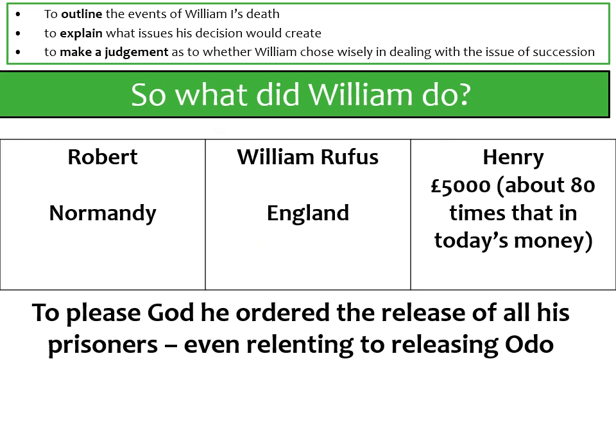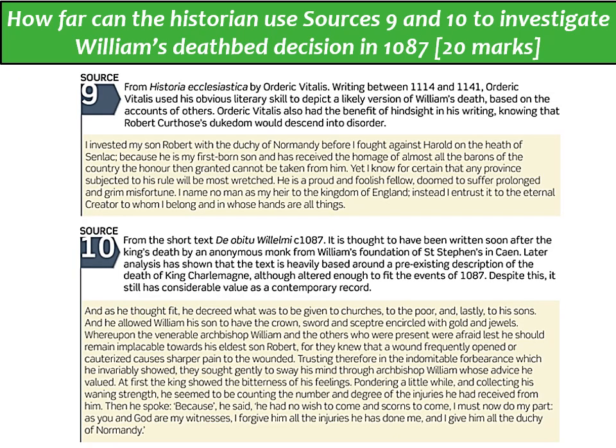And sorry, just a slight amendment. It's not 90 times that in today's money, it's about 70 to 80 times that in today's money. With the previous task, you've probably started to form your own judgment as to whether or not William made a smart decision. And really, that's not necessarily the task that we're trying to aim towards at the very end.